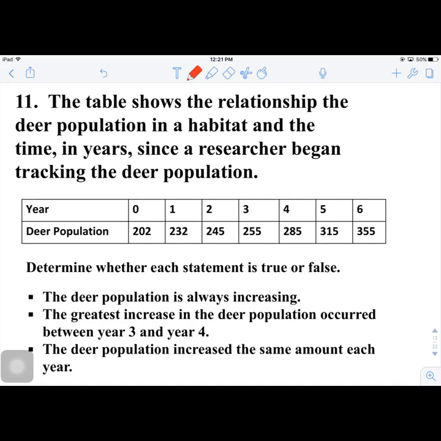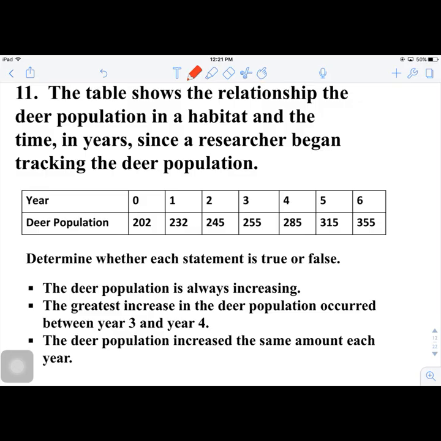Number 11, the table shows the relationship between the deer population in a habitat and the time in years since a researcher began tracking the deer population. So we can see that the year goes from 0 to 6, and the population goes from 202 to 355. Determine whether the statement is true or false. Number 1, the deer population is always increasing. If you look at the numbers, each one of them is going up. So that is a true statement.